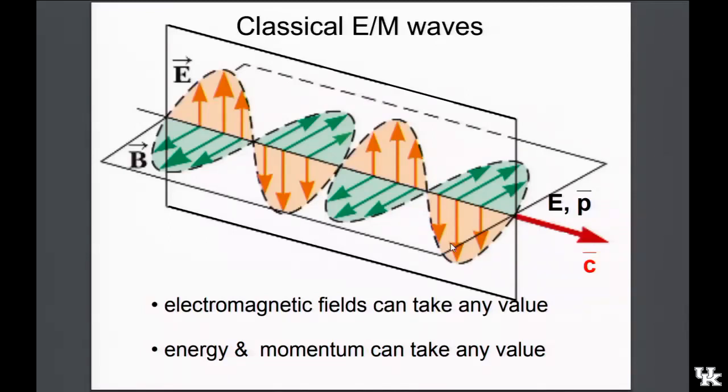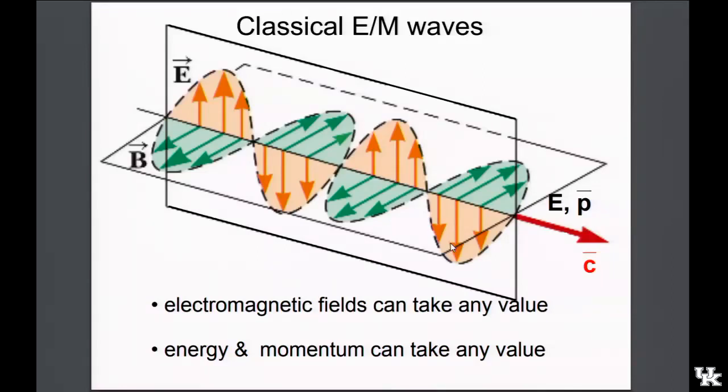In the classical picture of light as an electromagnetic wave, the electric and magnetic fields in the light could take any value you like, any value whatsoever. There's no restriction in principle on the values of the electric and magnetic fields in an electromagnetic wave. In addition, in the classical picture of light, the energy that's carried by the light, the momentum that's carried by the light, those could take any values whatsoever. So the energy and momentum that's transported by light could be any value whatsoever in the classical picture of light.